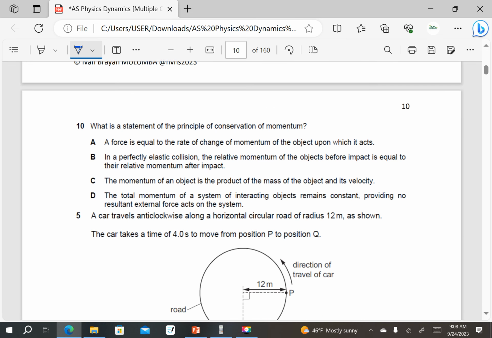What is the statement of the principle of conservation of momentum? So we know that for an isolated system of interacting bodies, the total momentum is always constant. Or the total momentum, I don't always want to use the word conserved, but remains constant. So the answer here is D: total momentum of a system of interacting objects remains constant provided no resultant force acts on the system. When no resultant force acts, the system is said to be isolated. So the answer is B.